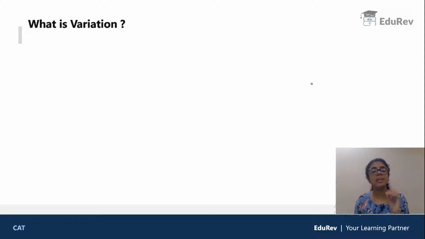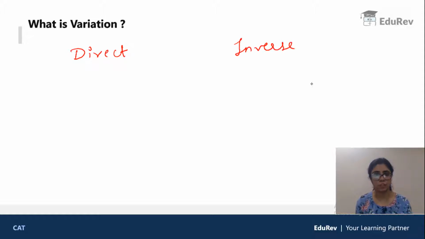So there are two basic types of variation depending upon the impact it has. The first variation is called the direct variation and the other variation is called the inverse variation. Suppose if I have an entity A, if I increase that, let's say B will also increase. If I decrease A, B will also decrease. So this is called direct relation or direct variation. So here we write it as A varies directly with B.